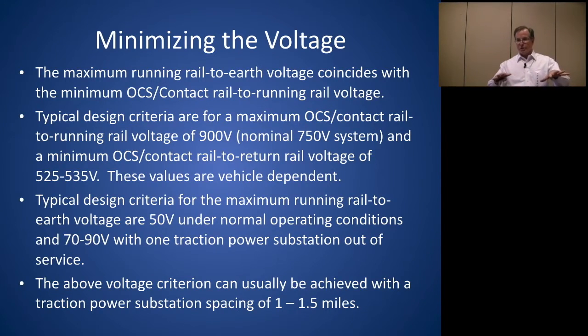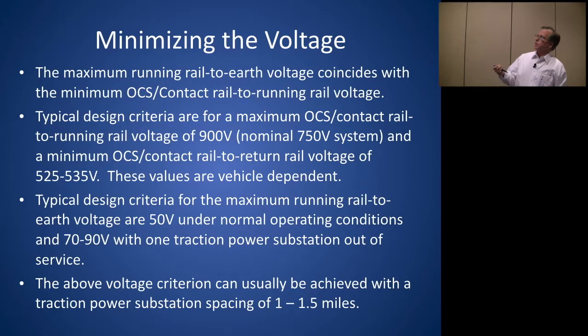This is where the electrical engineers get in here. They do modeling studies to find out where's the lowest voltage, because it takes a certain amount of voltage to drive the current to make the train move. That's typically somewhere between 525 and 535 volts. So they design their positive system to make sure they keep at least that much voltage between the substations. Where they have that minimum voltage, that's where the maximum voltage on the rail is.